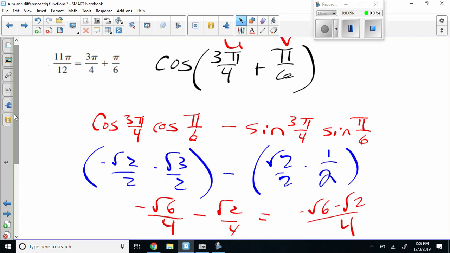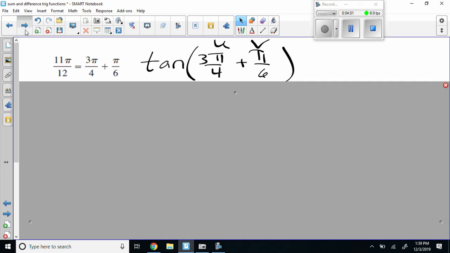Now, let's discuss this. You ready? I didn't do anything different on this one. I plugged in our 3π over 4 plus π over 6 into the tan, right? Identified the U and V, right? So looking at that unit circle, you have cosine and sine, right? So how are we going to get a tangent?